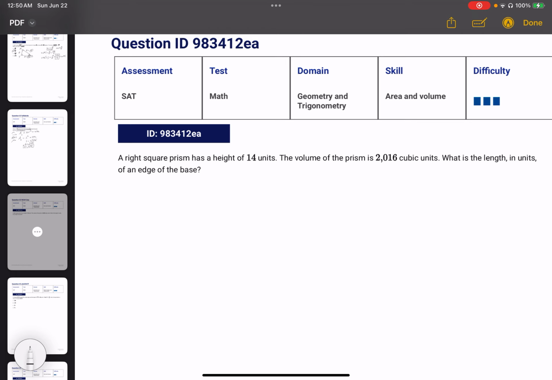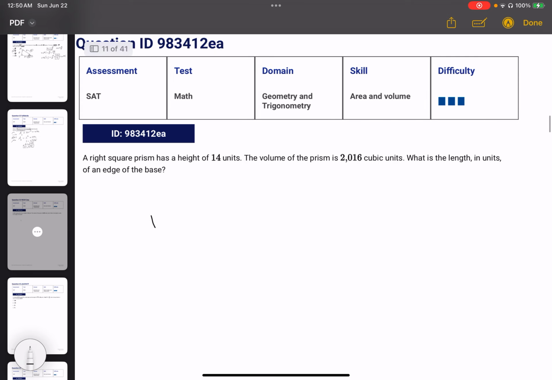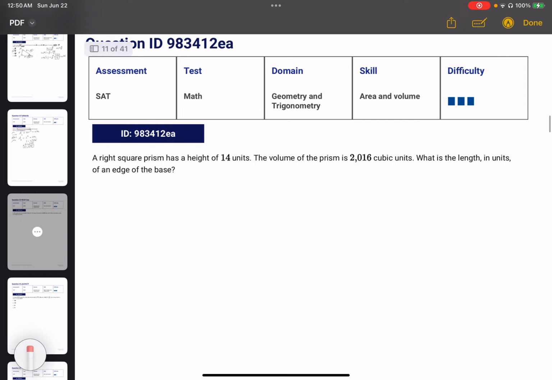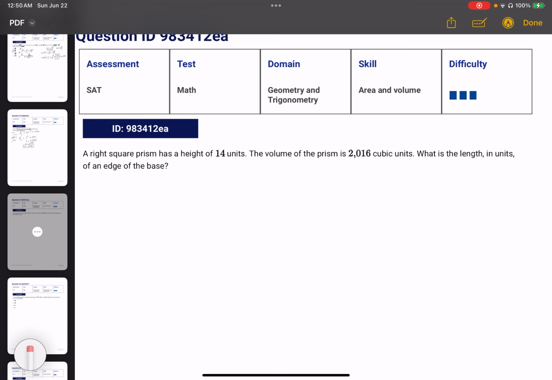Looking at our second question, a right square prism has a height of 14 units. The volume of the prism is 2016 cubic units. What is the length in units of an edge of the base? Okay, right square prism. We can draw, or I can try and draw my best. Just pretend it's good. Oh my goodness. Okay, now it's asking for one edge of the base.